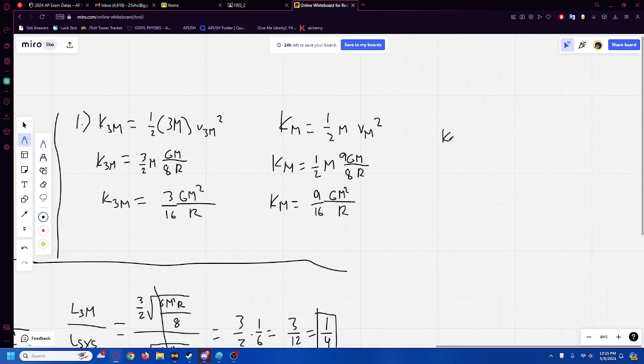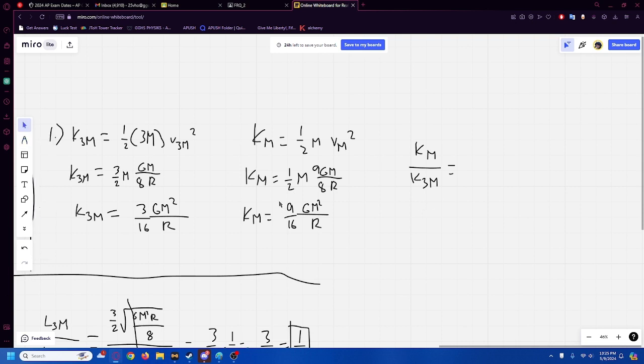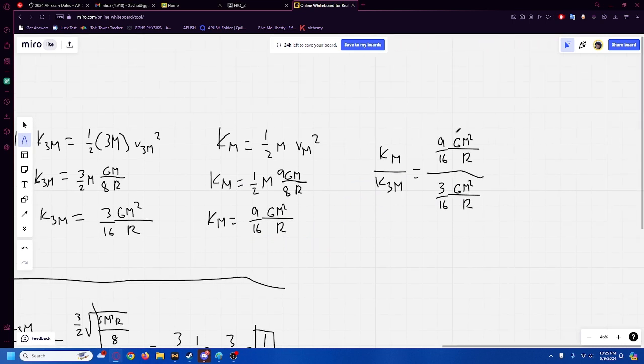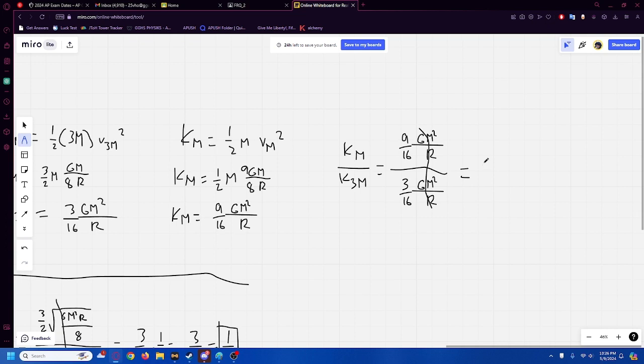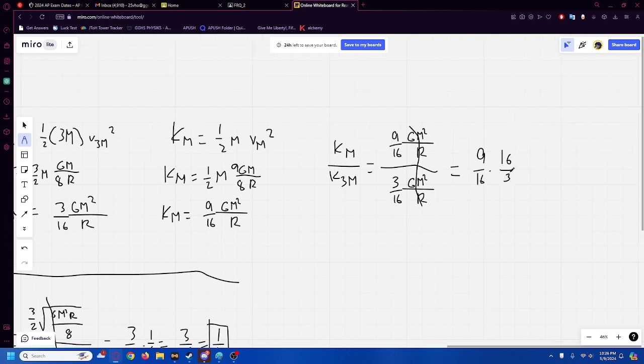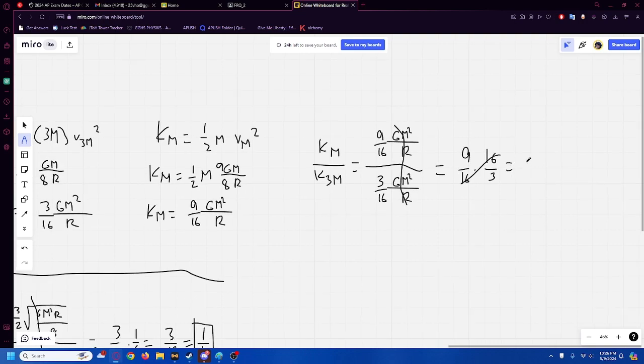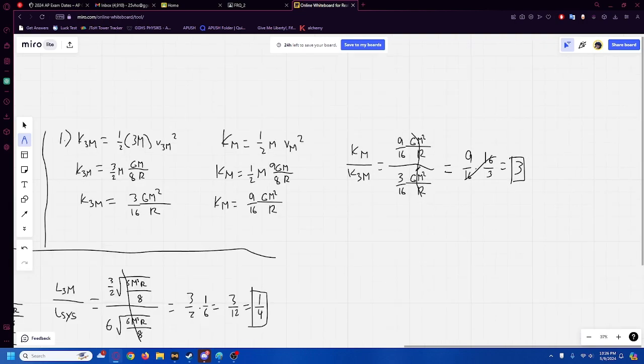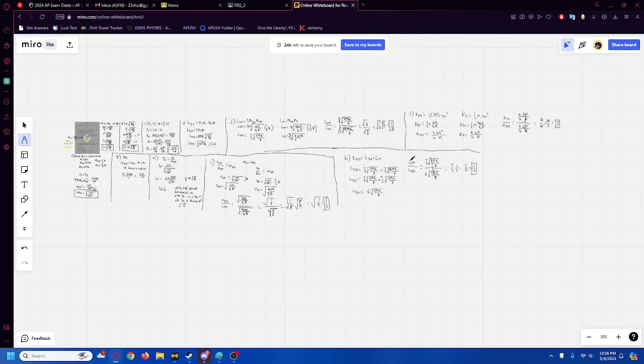So K_m over K_3m is equal to this, and GM squared, all that cancels out. So 9 over 16 times the reciprocal is 9 over 3, and 9 over 3 is 3. This is the whole FRQ.